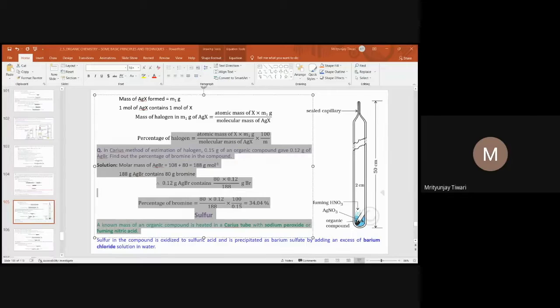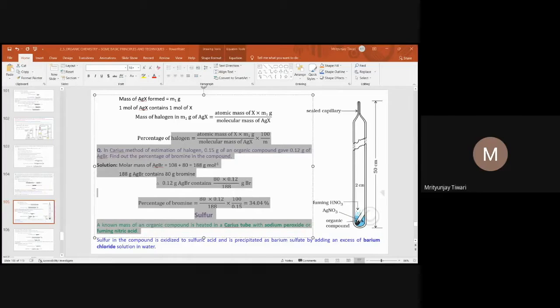Sulfur is 32 and 4 oxygen is 4 into 16, 64. So we get 233. 233 gram of barium sulfate contains 32 gram of sulfur. So 0.4813 gram of barium sulfate contains 32 divided by 233 into 0.4813 gram of sulfur.